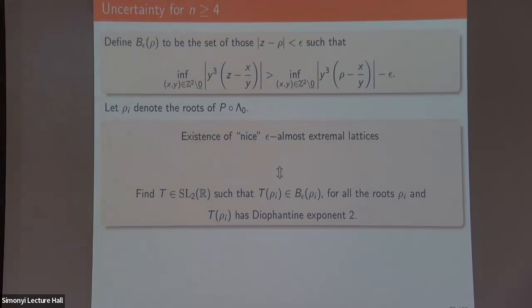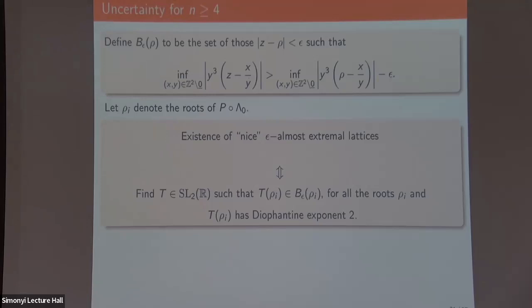Davenport exponent, maybe I should define that. The Davenport exponent of rho is the infimum of the numbers S such that |rho - x/y| is less than 1 over y to the S for infinitely many x and y. For almost all numbers, this is equal to 2, but there are a lot of numbers where this is not the case.